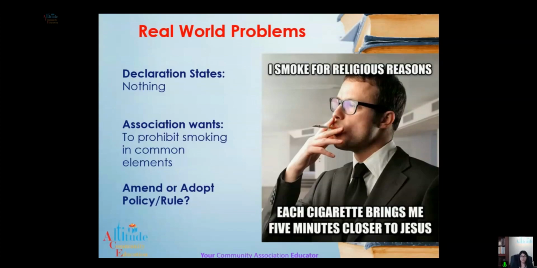Of course, with the caveat that your declaration doesn't specifically allow smoking on the balconies or on limited common elements, right? So this is all with a caveat that you don't have some sort of exception in the declaration. But in this case, we have nothing, right? The declaration has nothing about smoking. And so we can prohibit smoking on general common elements as well as the limited common elements. Now, I don't know if you're going to want to do that because people will probably not be very happy with you, but you could if you wanted to.